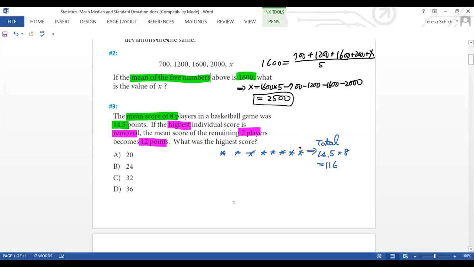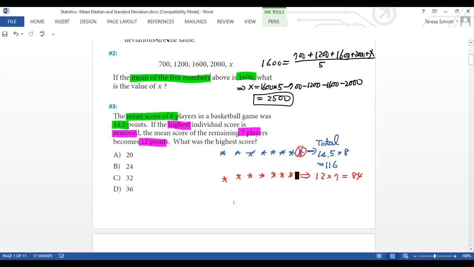Now I'm going to remove the highest one. So my new set only has 7 players: 1, 2, 3, 4, 5, 6, 7. The average of the 7 players is 12, which means you add these 7 and the total is 12 times 7. So it's 84.